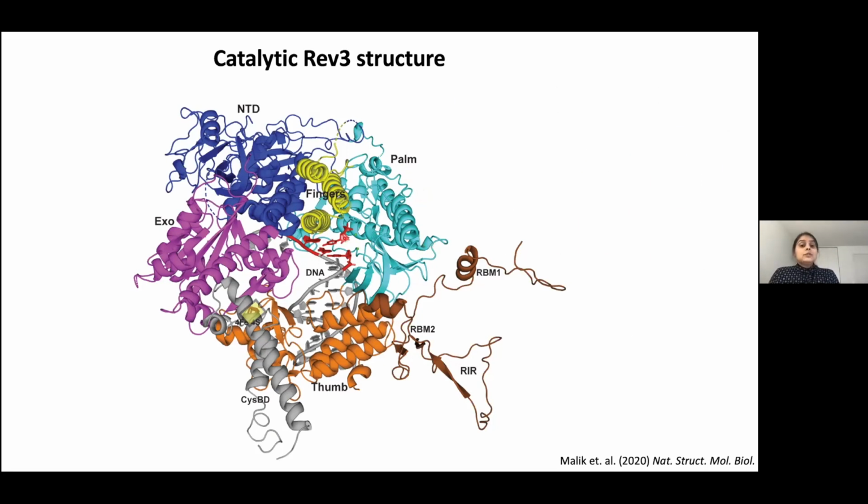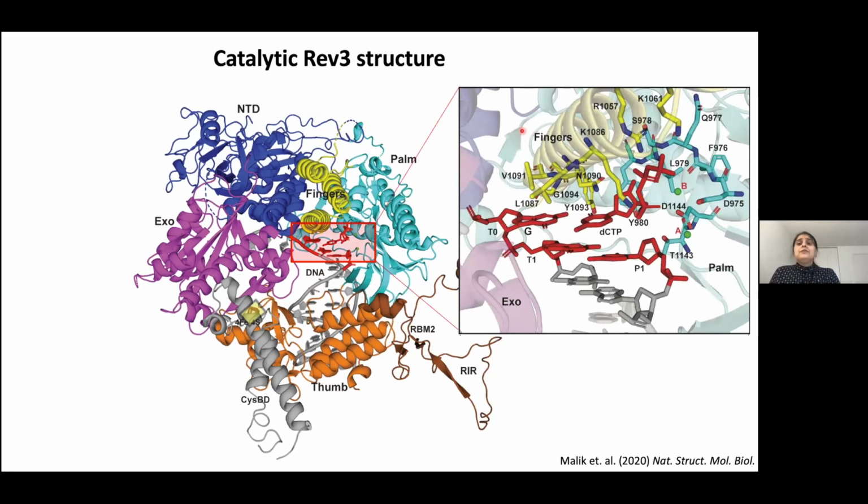So when we zoom into the active site, we see a very similar architecture to the B family polymerases, where the active site residues come in from the fingers domain and the palm domain. The fingers are in a closed conformation, which impinge on the incoming T0 P0 base. Also, we see these active site metals and then the residues D975 and 114 coming in from the palm domain.